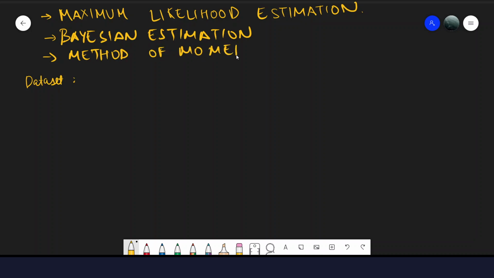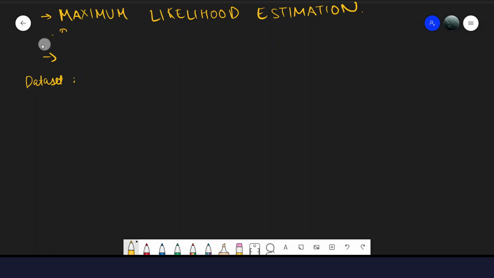Out of these three techniques, maximum likelihood estimation is the most popular one of them all. So we will be concentrating on only maximum likelihood estimation. We won't do Bayesian estimation and the method of moments in this case. But maximum likelihood estimation is also used in industry and in academia to draw inferences about the population from a sample.